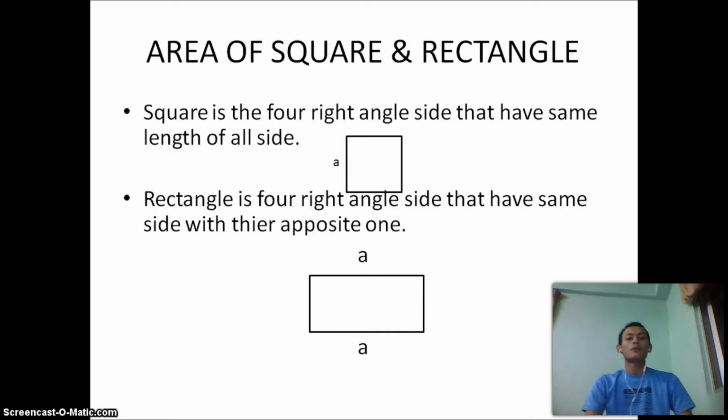Now, the area of a square and a rectangle. A square has four right angle sides that all have the same length. As you can see, the length of the square is the same for all sides. For a rectangle, it has four right angle sides where each side is the same as its opposite one. The length from here to here is the same as from here to here.